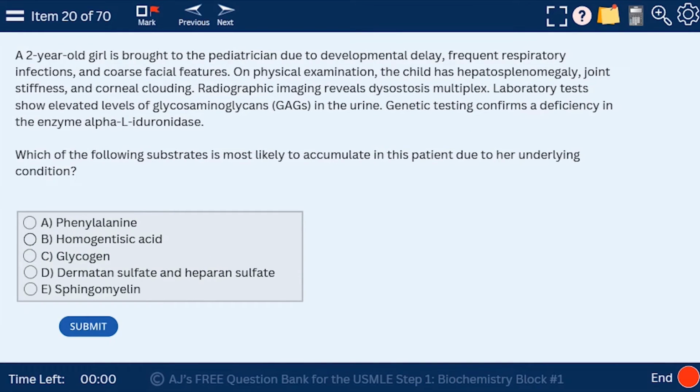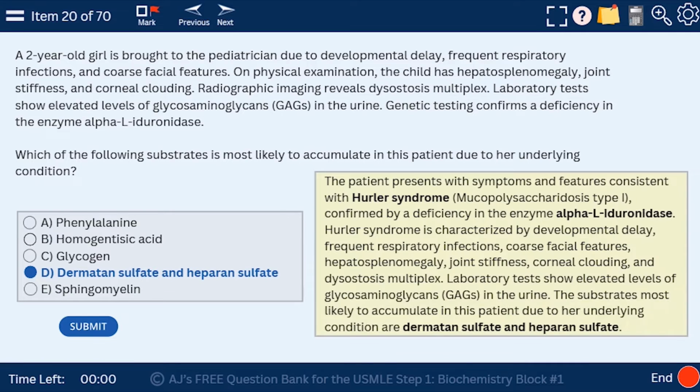Question 20. Here we have a 2-year-old girl who has elevated glycosaminoglycans, not GAG repeat, glycosaminoglycans, and there's a deficiency of alpha-L iduronidase. So this is either Hurler or Hunter, and I have a video on the difference between the two, but in either one, there's elevated dermatan sulfate and heparan sulfate, which you can read about over here.